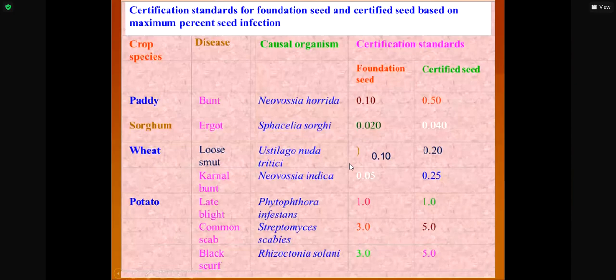Setting certification standard. There are four types of seed: breeder seed, foundation seed, registered seed, and certified seed. And the certification standard for each seed is different. You see here, for foundation seed it is 0.1%, but for certified seed 0.5%. So these are just some examples of seed certification. What does it mean, sir? 0.1% and 0.5%. What is the expression of this value?